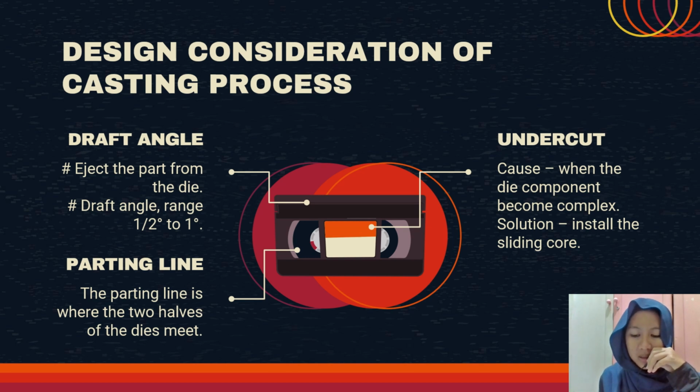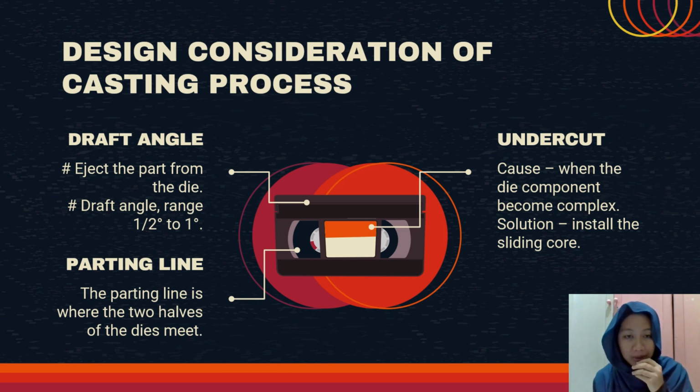The design of die casting is very tricky and it will affect the cost of manufacturing. So there are 3 basic points that need to be considered, including draft angle, parting line, and undercut. Draft angle is required for the parts to be ejected from the die. The draft angle range is between half a degree and 1 degree.